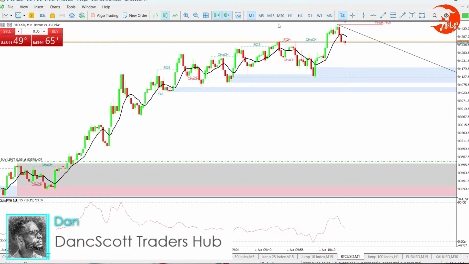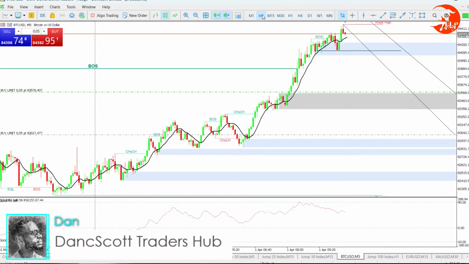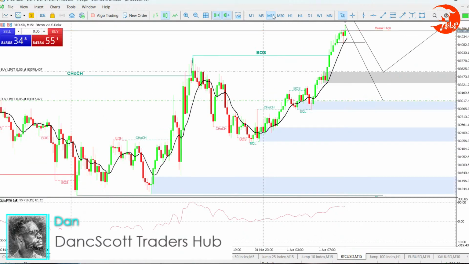But as of now, M1 is still in a buy trend. Why? Because we have a break of structure. M1 is still in a buy trend. Even M5 is still in a buy trend until we have a conclusive change of character.